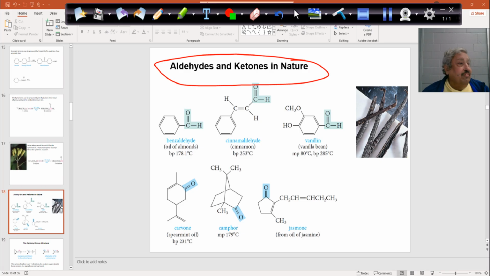Your intuition will tell you they have to have aldehydes and ketones, because that good smell is always aldehydes and ketones. Here, just look at this: oil of almonds, the smell of almonds, cinnamon, vanilla, all this good stuff between fruits and veggies, good smelling. Those are typical for aldehydes and ketones.